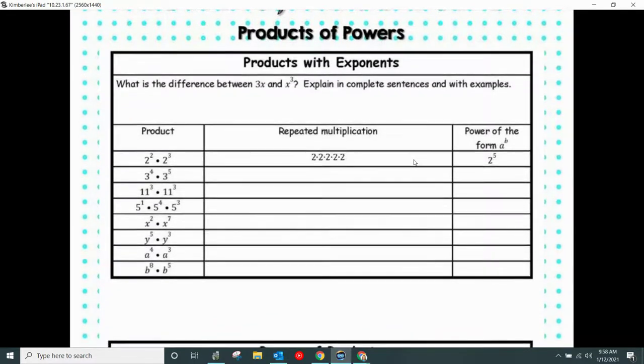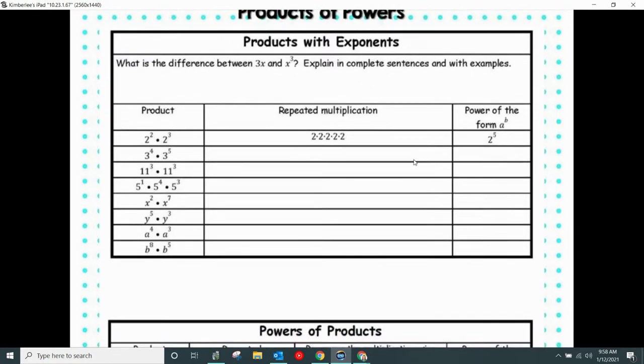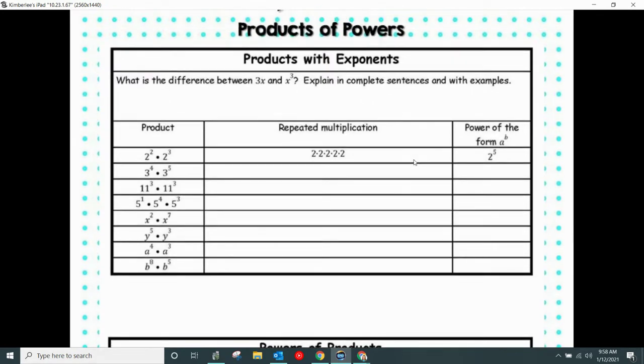What is the difference between 3x and x cubed? Explain in complete sentences and with examples, it says. Okay, so 3x is like saying 3 times x, right? So 3x means 3 x's, but it actually means like x plus another x plus another x. 3x means I have x 3 times.